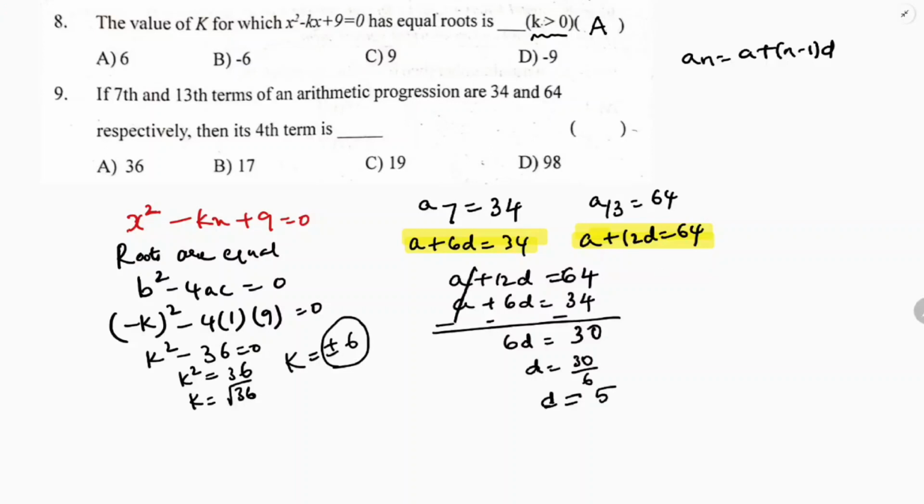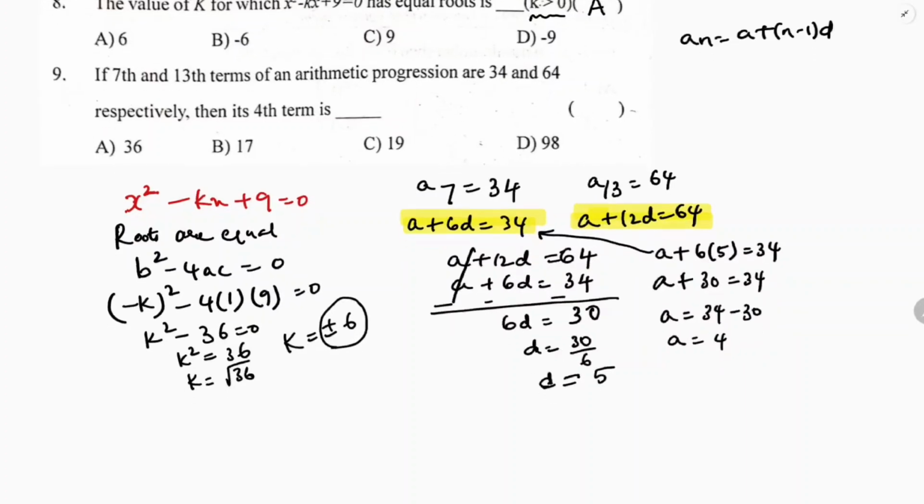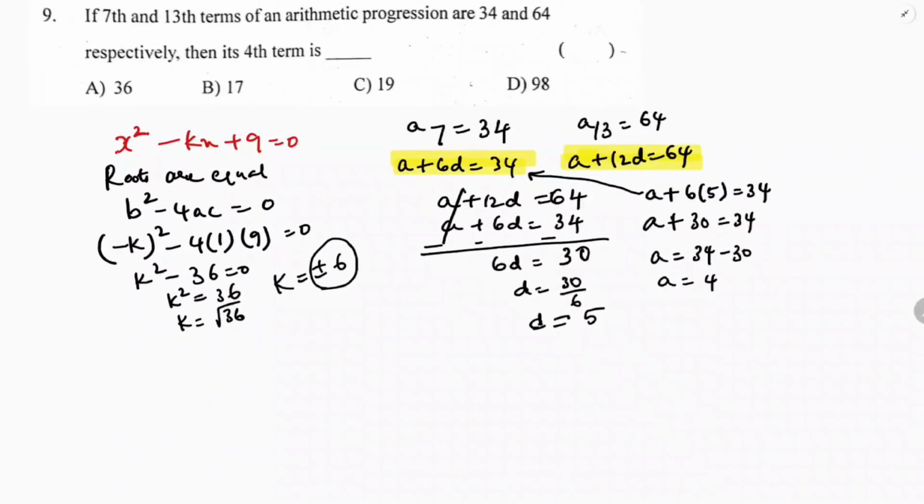Now if I substitute this in the first equation, a plus 6 into 5 is 34. A plus 6 times 5 is 30, equals 34. A equals 34 minus 30, so the value of a is 4. Now we need to find the fourth term. So a4 is a plus 3d. So a is 4 plus 3 times 5, 4 plus 15, which is nothing but 19. So the fourth term is 19.